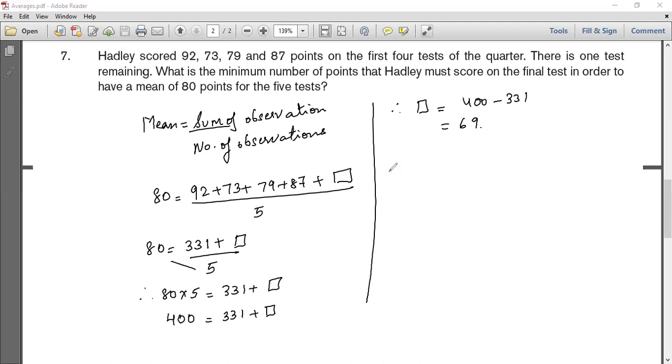So how much should he score on the final test? The final test score should be 69. That's how we should be doing this question.